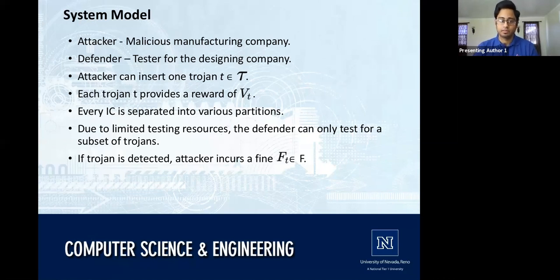Each Trojan T provides a reward of V of T. Now, the magnitude of V of T reflects the type of damage that this particular Trojan can do, and in turn provides a monetary reward to the attacker if undetected.